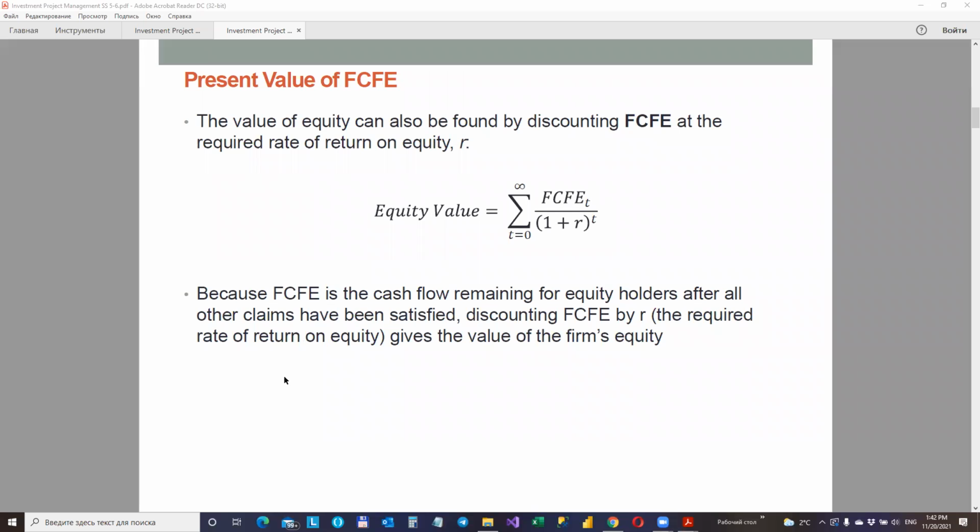The present value of free cash flow to the equity is calculated very similarly to the present value of free cash flow to the firm, so we will not stop on it. Just consider that not the weighted average cost of capital should be used, but the required rate of return on equity.